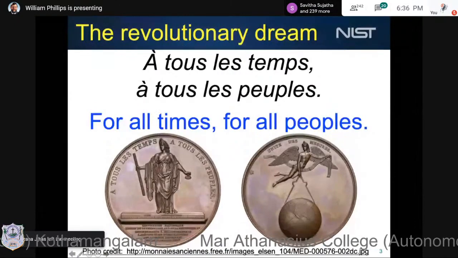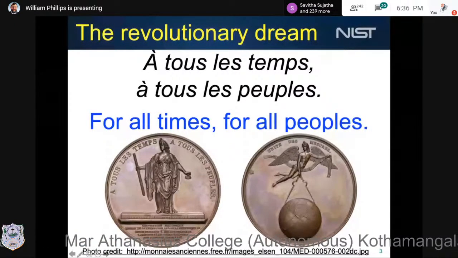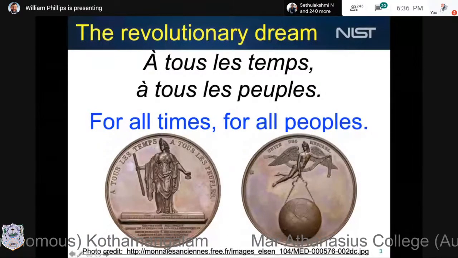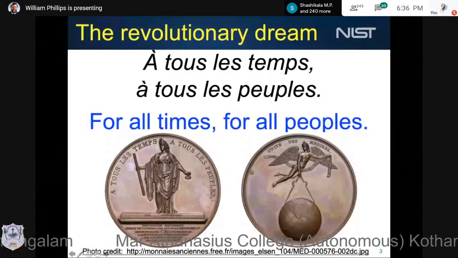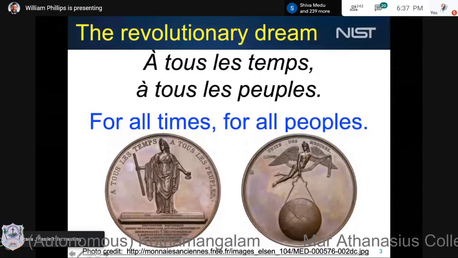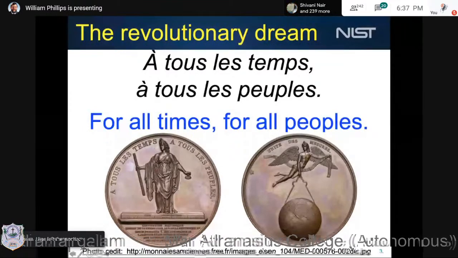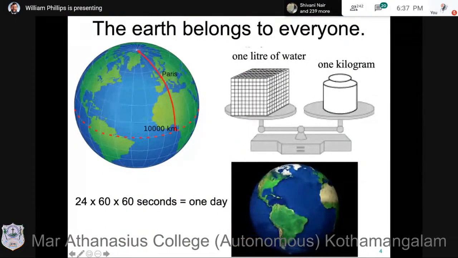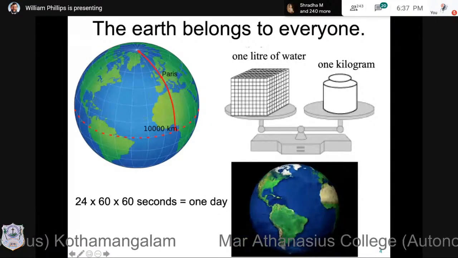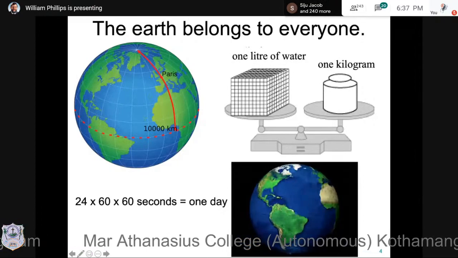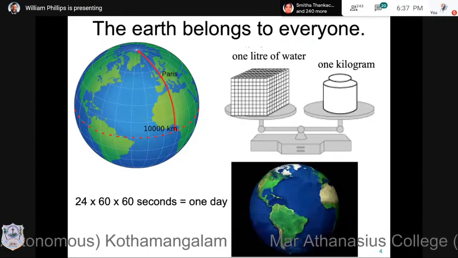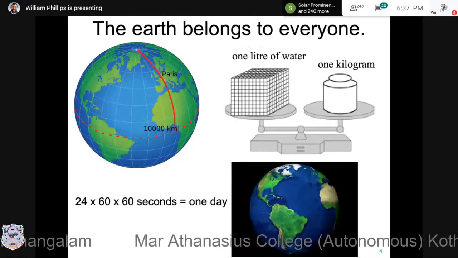Well, the revolutionaries believed that they would want to have a standard that would be good for all times and for all people. And this medal that you see illustrates the idea of what they considered to be the measure of all things. The meter, the new standard of length, was to be based on the size of the earth. And here in this cartoon, you see that the idea was that the distance between the North Pole and the equator was defined to be 10,000 kilometers, which is to say 10 million meters. So that was the definition of the meter.